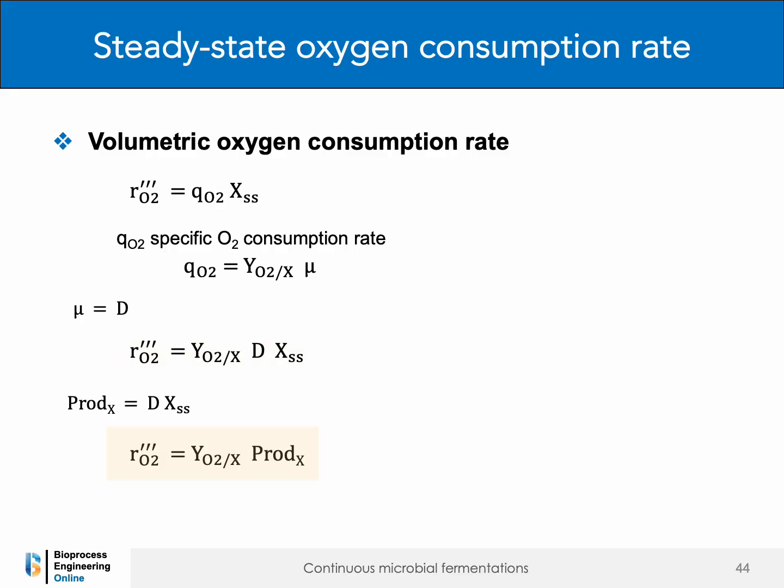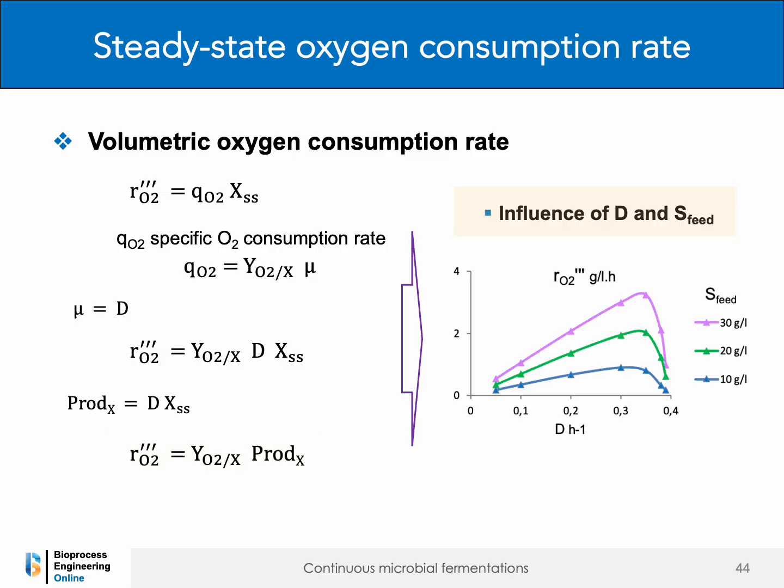Since at steady state the biomass productivity is given by Prod_X equals D times X_ss, the volumetric oxygen consumption rate can be written as R_O2 equals Y_O2/X times Prod_X. As a consequence, the volumetric oxygen consumption rate exhibits trends similar to those of biomass productivity with respect to variations in dilution rate and feed substrate concentration.